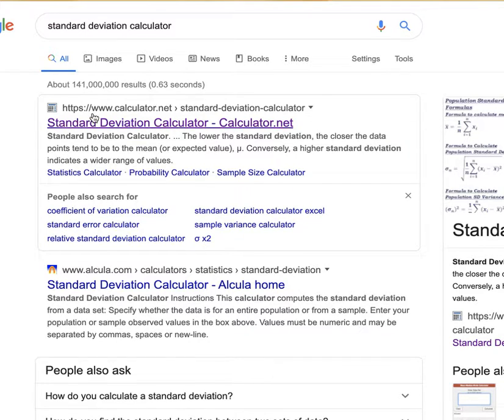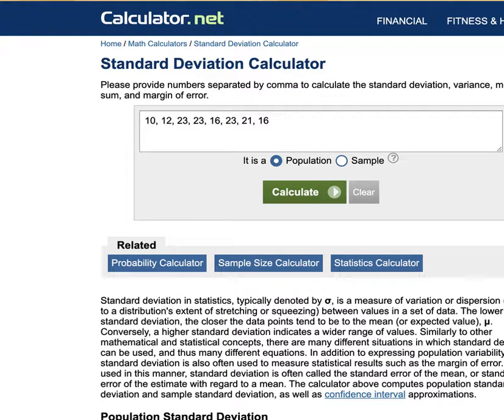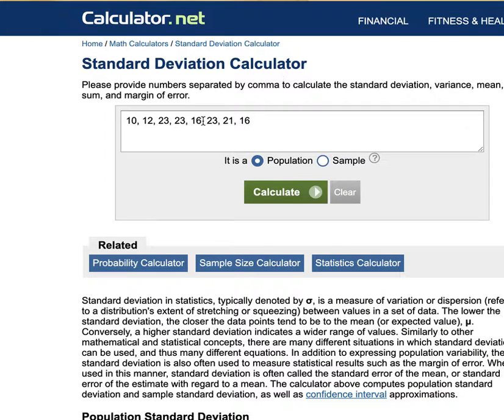So first of all, not a graphing calculator, but a standard deviation calculator. So what I did was I just typed in standard deviation calculator online, and up in the results, the very first one that I came up with is from calculator.net, and it says standard deviation calculator. Now it already has one started, and what we need to do is enter in all of the data.